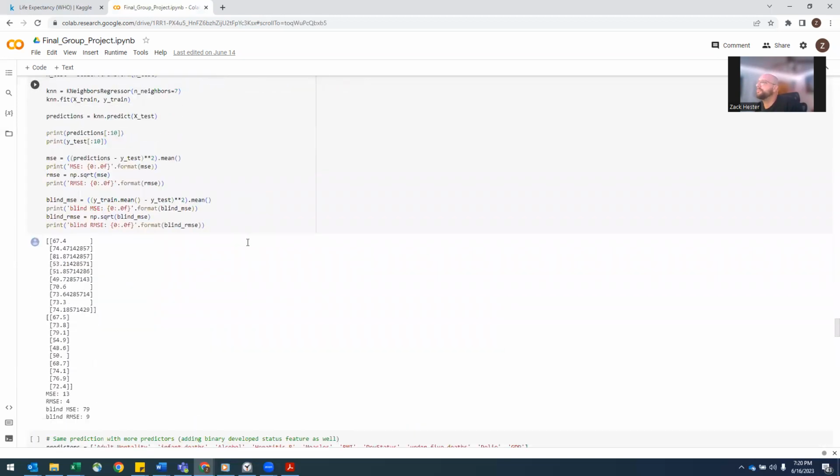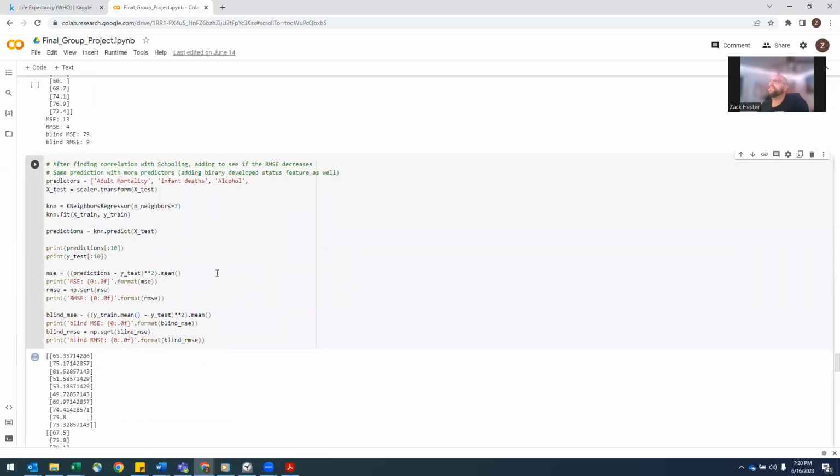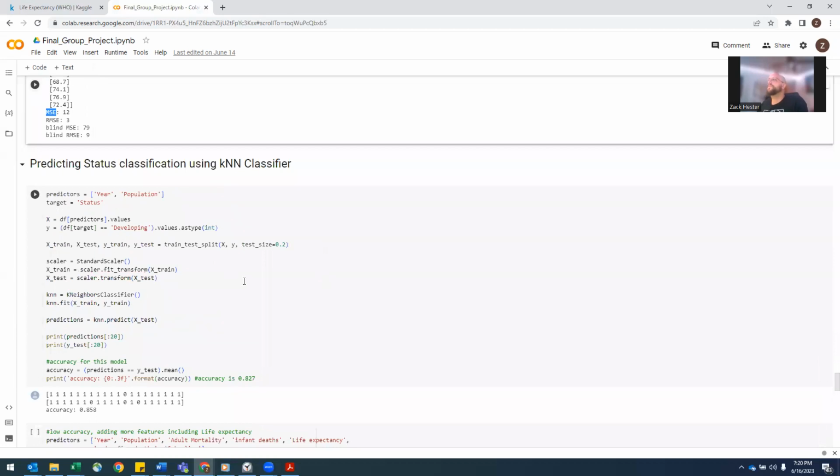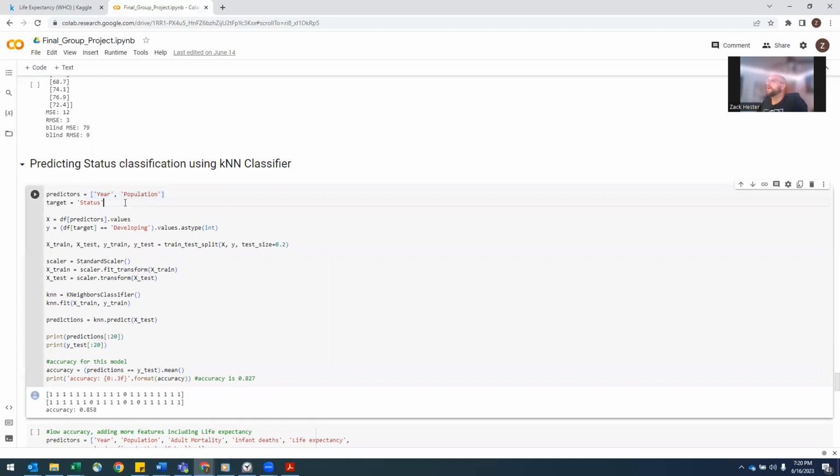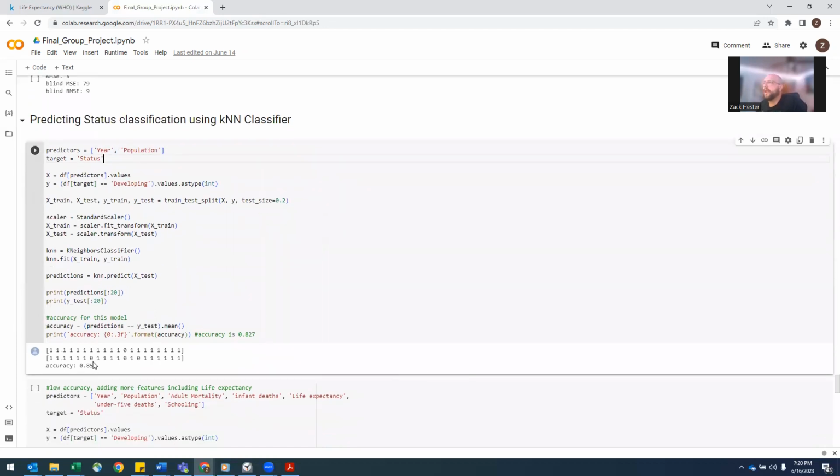We also did a classification problem that identified which countries were developed and developing by their population and their year. And that had an 85.8% accuracy.